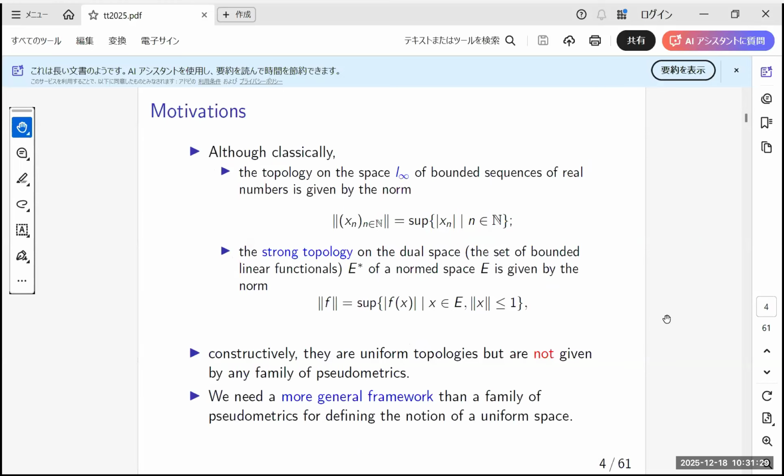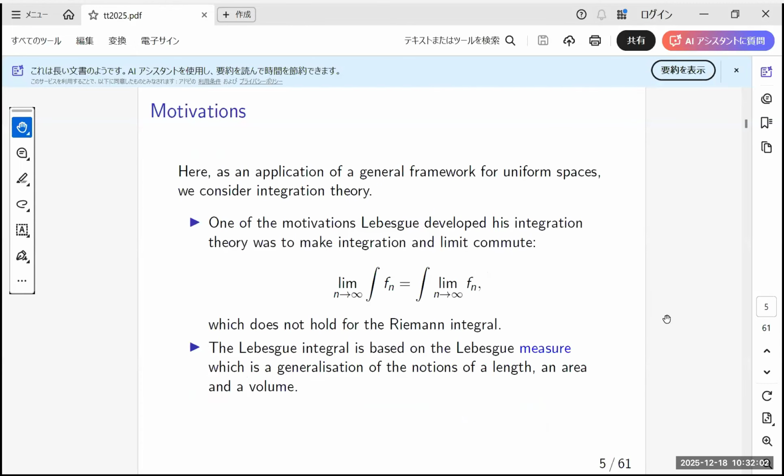The topology on the space L infinity and a strong topology on the dual space of a normed space are given by norms, that is metrics. Constructively, they are uniform topologies, but are not given by any family of pseudometrics. Therefore, we need a more natural framework for defining the notion of uniform space. And as an application of the framework for uniform space, we consider integration theory.